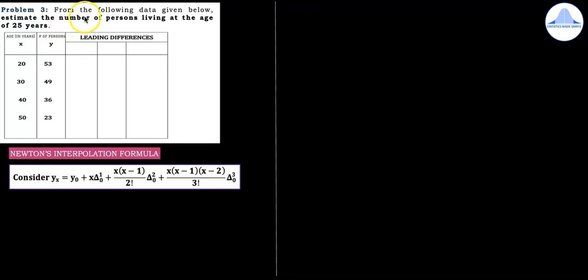Problem 3. From the following data given below, estimate the number of persons living at the age of 25 years. So in the first column you have age in years, that is 20, 30, 40 and 50, and the corresponding number of persons are 53, 49, 36 and 23. So the first column you mark it as X and number of persons you mark it as Y.